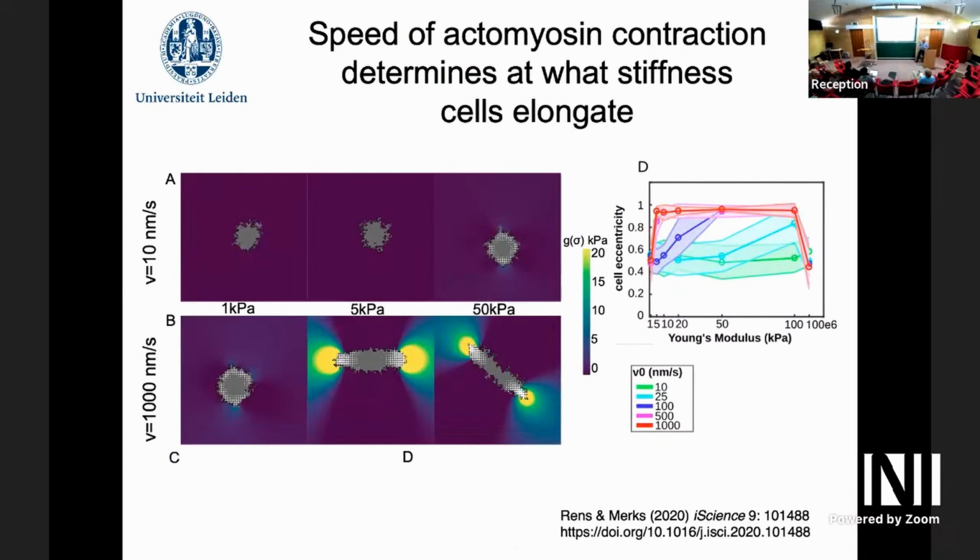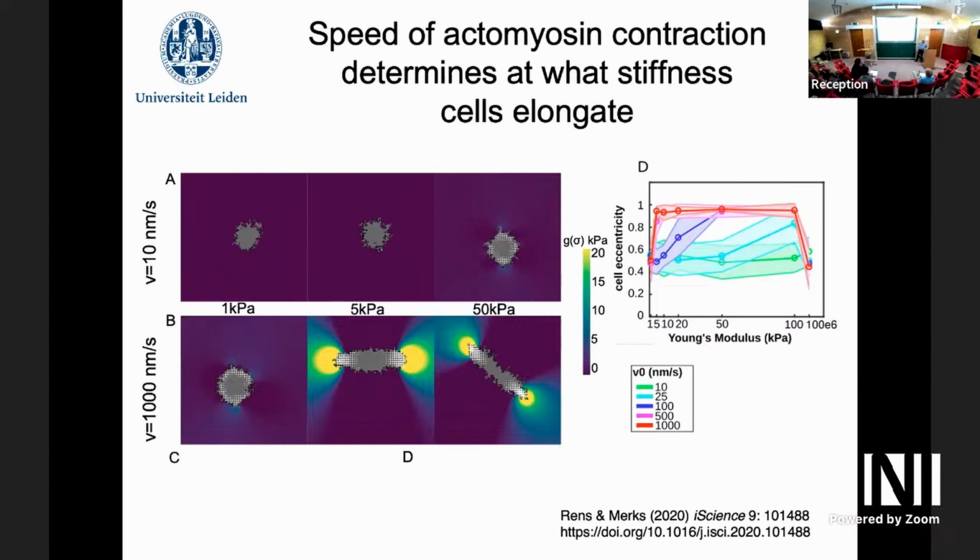Of course, we can tune all kinds of parameters. In this case, we have the velocity by which the cells are pulling. So if they pull really fast, they reach equilibrium really fast. So then already in soft substrates, adhesions start maturing. But if we let them move back really slow, you see that the elongation behavior only occurs in very stiff matrices. So this could be one aspect that could also explain cell type differences.